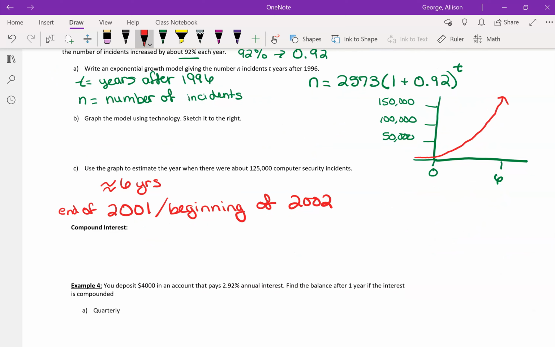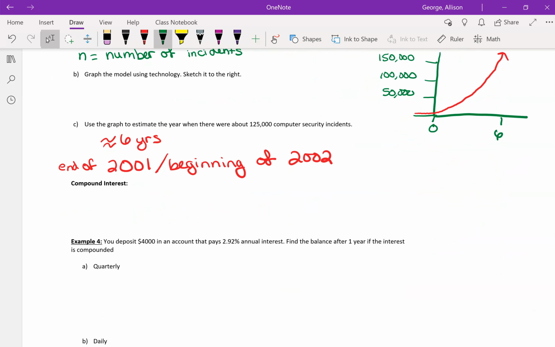All right, so compound interest. What happens is with banks, they look at how much money is in your account, and then depending on how often it's compounded, they'll give you an interest payment. They'll add a bit to your account. Usually that's with savings accounts. Sometimes if you've got a really good bank, they'll do it with your checking account too. Most of the time though, it's savings accounts.